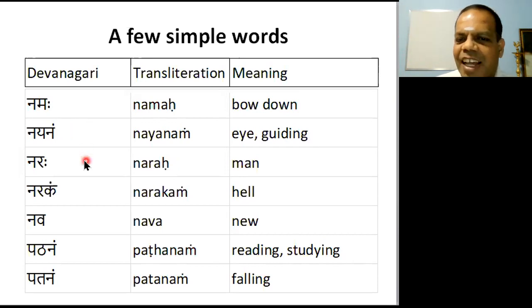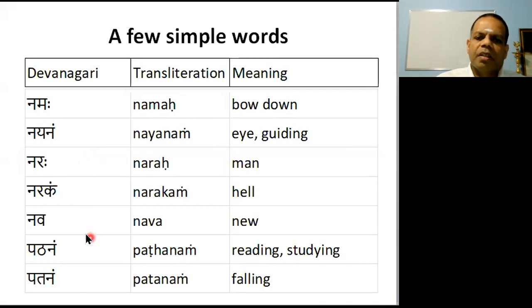The next word is naraha. Nara janma, we say, we are all born in this world. So that's man or human being, naraha. The next word is narakam, which I think all of us know, which is hell or the netherworld.